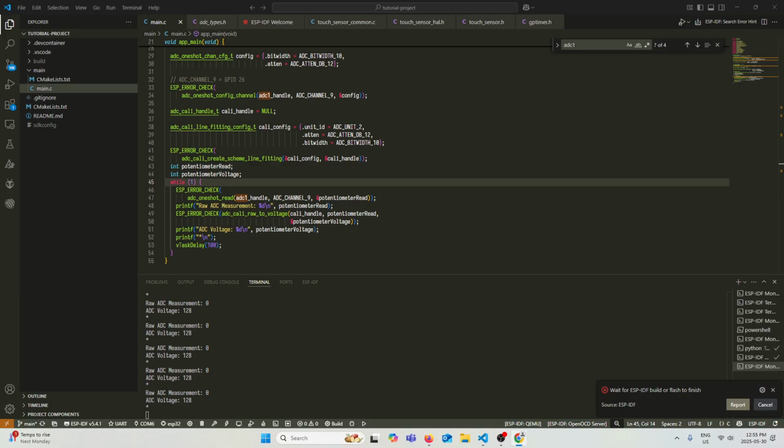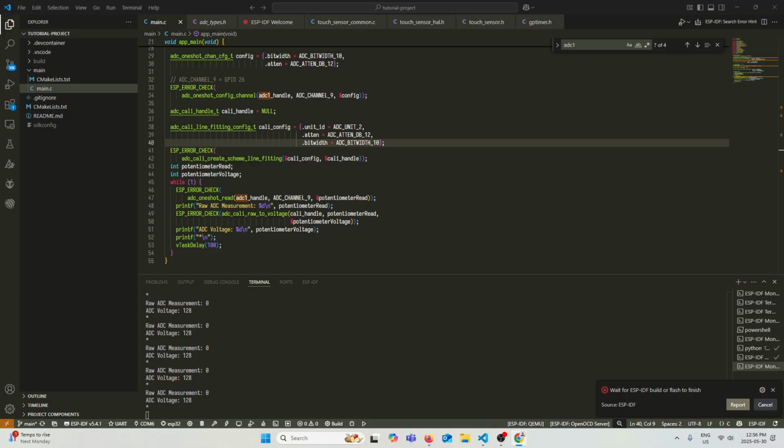We create a calibration unit handle and then configure a fitting scheme. The curve fitting scheme is available for the ESP32-C3 and subsequent products, and we would use a line fitting scheme in this example. The configuration must match what we've configured for the ADC channel. So what this does is read from the channel and calibrate it to read the actual voltage. A line fitting scheme is just a linear pattern in the formula. You can apply the same config with the same handle to multiple pins or channels.